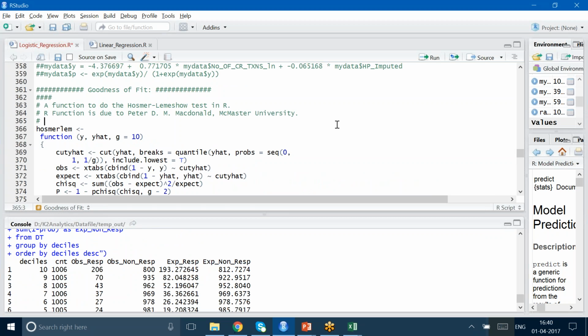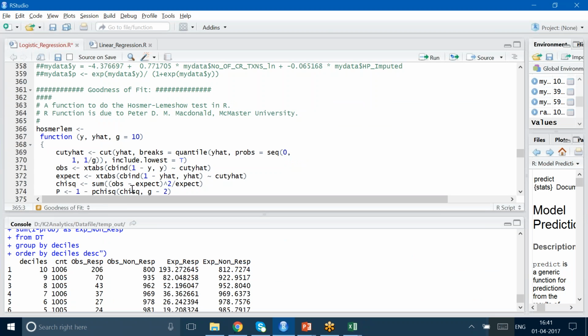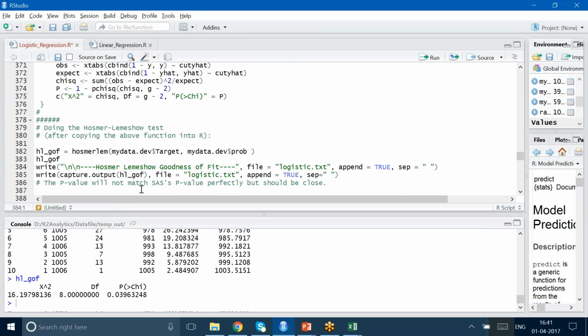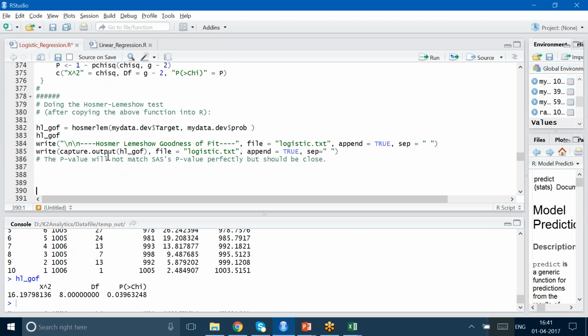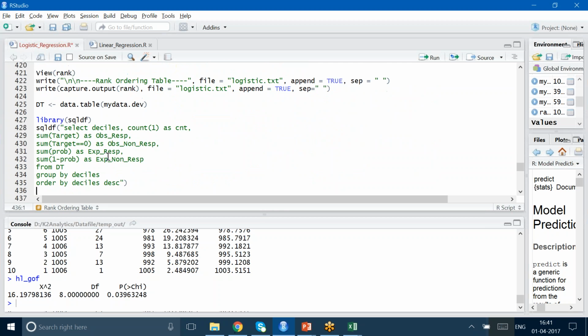Before going for the break, I had computed the HL, and my number had come as 74.5, but the number I got from the Hosmer-Lemeshow test actually came as 16, the chi-square number. There was a small error in the code, so I just corrected it. I'll show you where that error was. In my code when I executed it, it was count. I should have executed this code with sum.